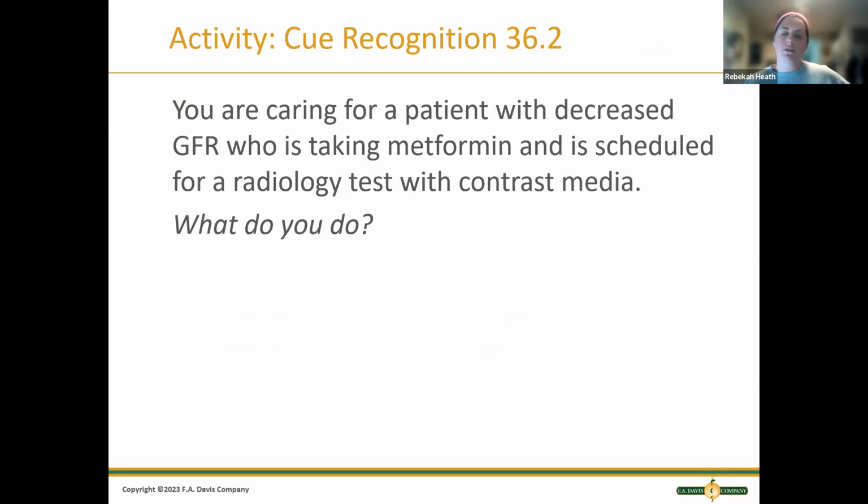So we're caring for a patient, so cue recognition. We're caring for a patient that has a decreased GFR, and they're taking metformin, and they're scheduled for a radiology test with contrast media. What do we do? All right, so if you don't know what metformin is, the first thing we're going to do is look up metformin, right? So metformin is a drug for people with diabetes. It works within the kidneys, and it also can be a bit nephrotoxic or harmful to the kidneys if they're not functioning super well.